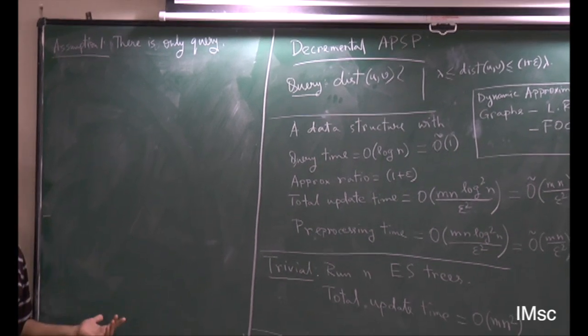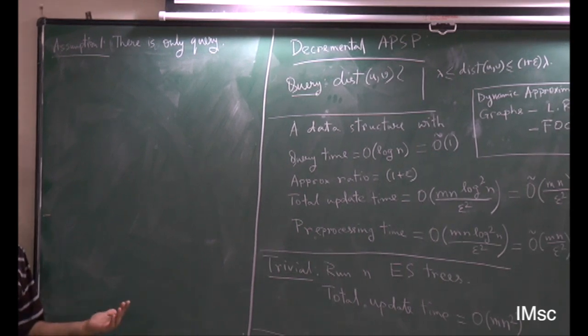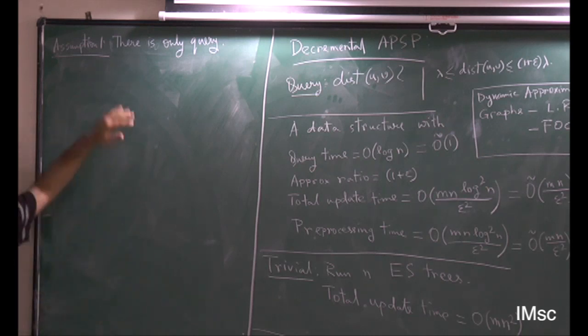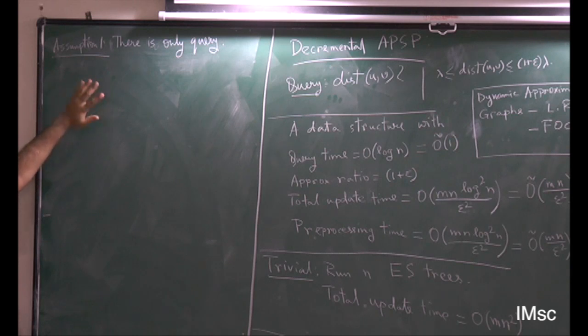So, how many updates can there be? At most m updates, right? And how many queries can there be? After each update there can be n square different queries, because there are just n square different pairs of nodes. So, there can be overall mn square possible queries, but I am just assuming that you go through a sequence of edge deletions and there is just one query. And we will later see that it really does not matter. Even the general case can be solved easily.